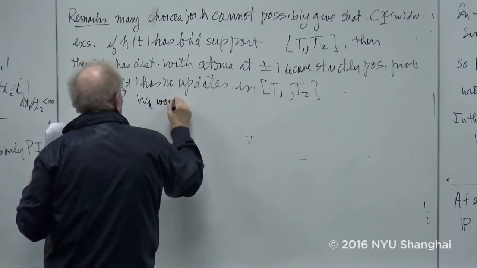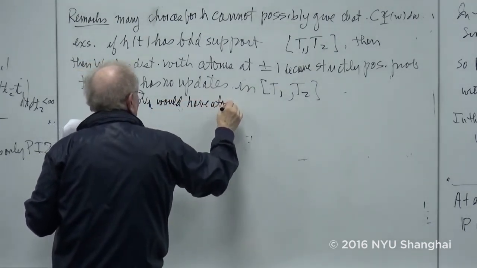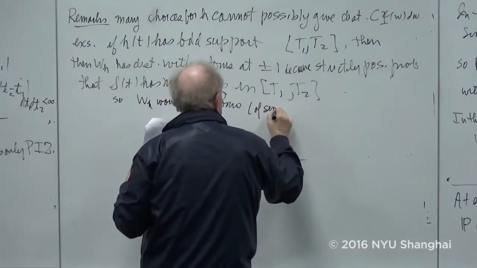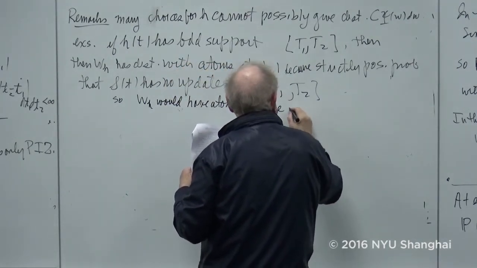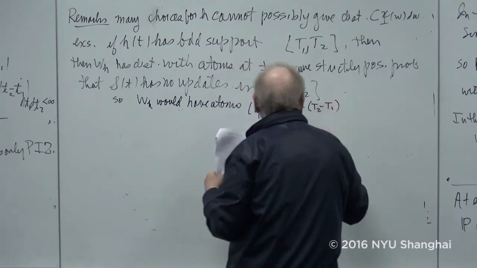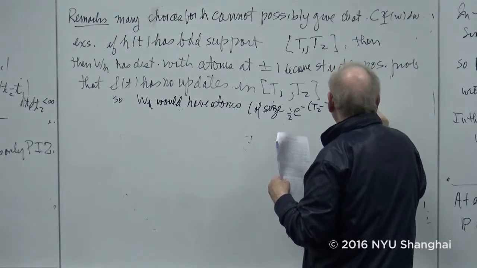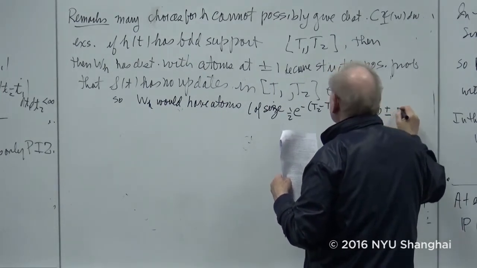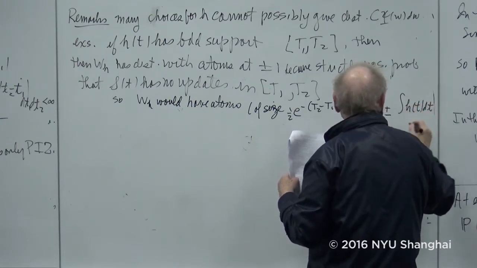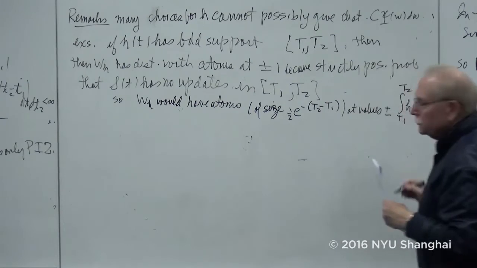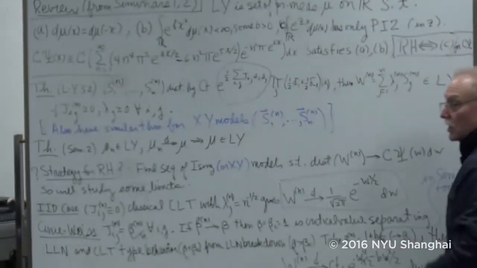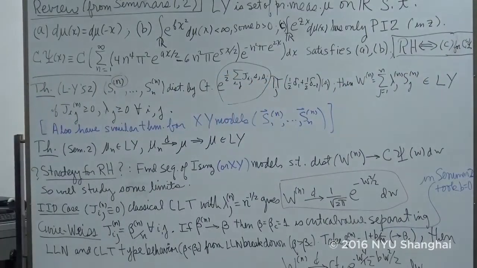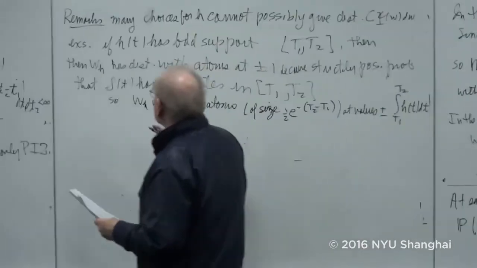So WH would have atoms of size one half e to the minus (t2 minus t1) at the values plus or minus the integral of h of t. This doesn't have any atoms. This has a continuous density on the whole real line. Okay, so that's an example.